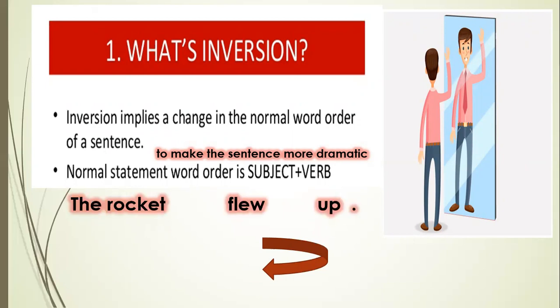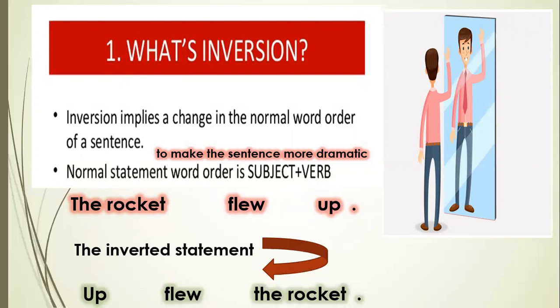Let's have another example. When we say, the rocket flew up. Okay, the rocket is the subject, flew the main verb, and up is an adverb of place. To make this sentence more attractive or dramatic, the inverted statement will be, excellent, up flew the rocket. Again, up flew the rocket. By using this structure, you make your sentence more attractive to read.